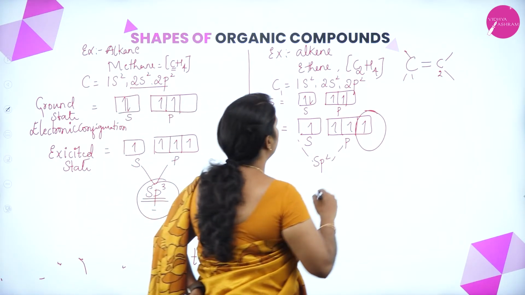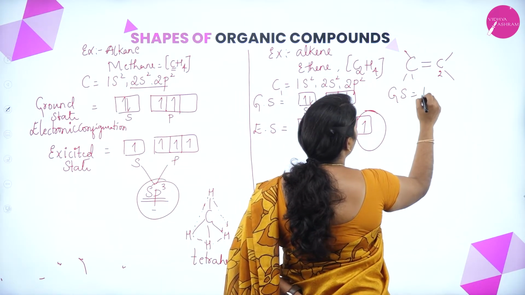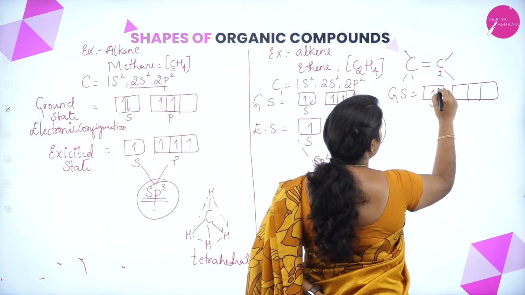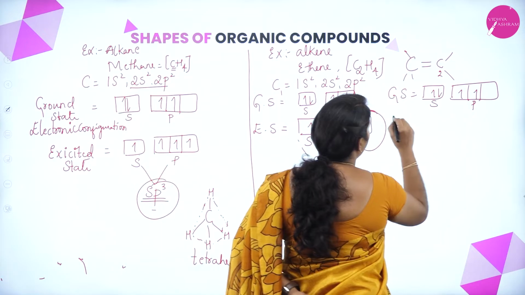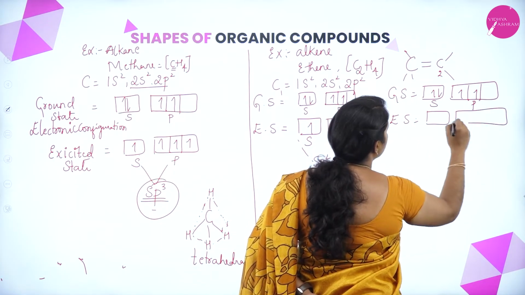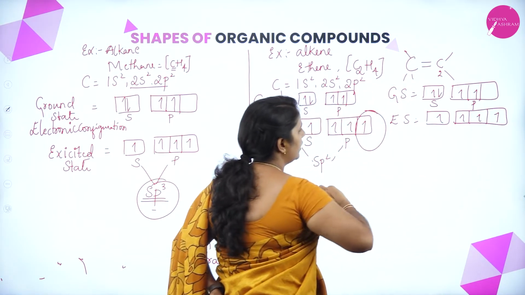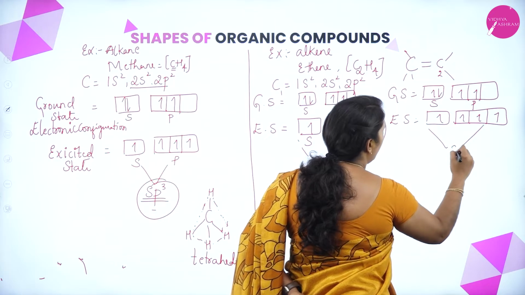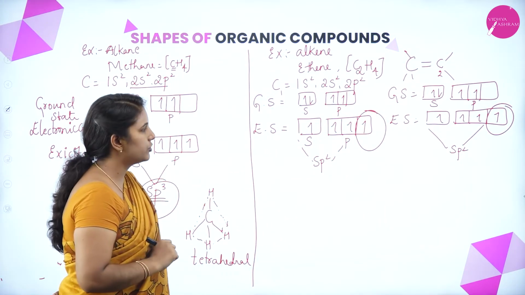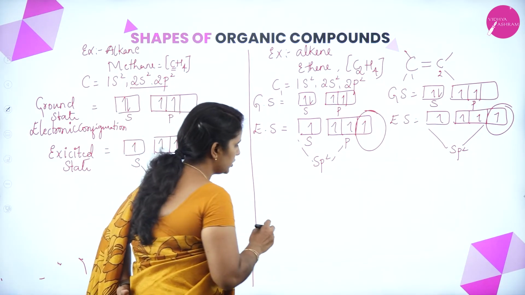That I'll show later. Similarly, for the second carbon atom you can write the ground state electronic configuration, that is s and this is p. So, 2 electrons will be there. In the excited state, remember one of the electrons from the s orbital gets shifted to the p, correct? So it undergoes sp2 hybridization. This unhybridized p orbital I am going to show later. This is how the alkene undergoes sp2 hybridization.